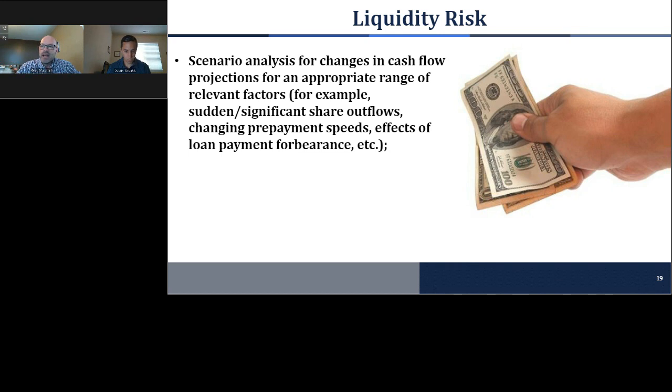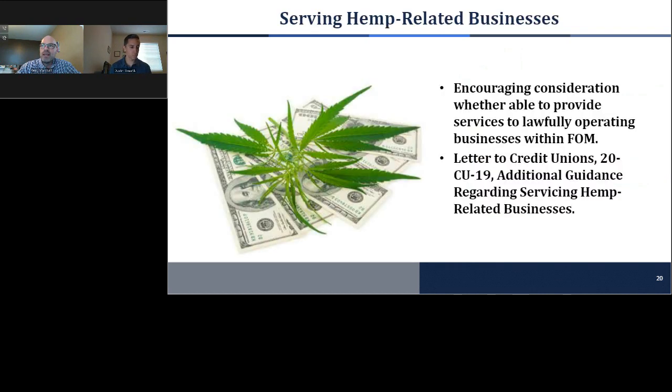Again, additional guidance is available to you. We have the examiner's guide on liquidity risk, which is where I would turn you in that regard. Next item would be serving hemp-related businesses. I'll make this one relatively quick. NCUA is encouraging credit unions to consider whether you're able to provide financial services to lawfully operating hemp-related businesses within your field of membership in a safe and proper way. We issued a letter, so that's a continuation.